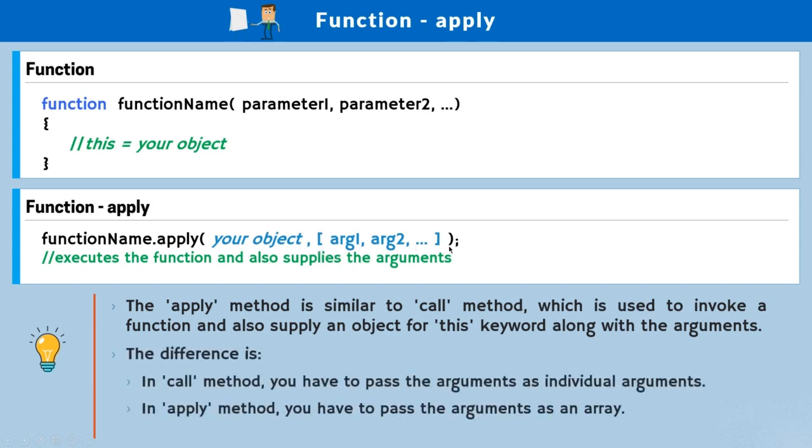So you need to write an array, and in this array we have to write your arguments, and these argument values will be passed into the respective parameters. So this argument 1 will be assigned into the parameter 1, this argument 2 will be assigned into the parameter 2.